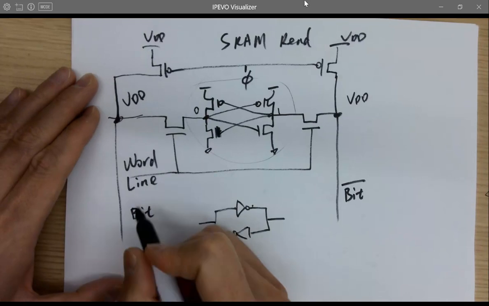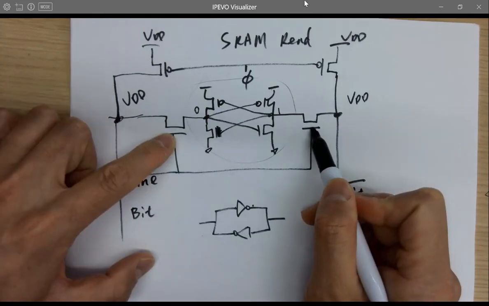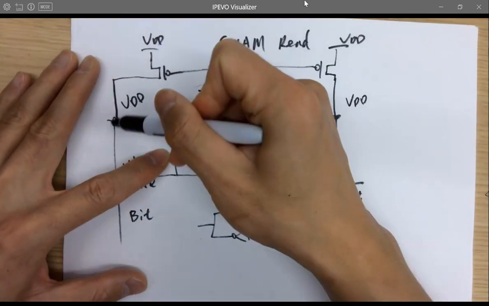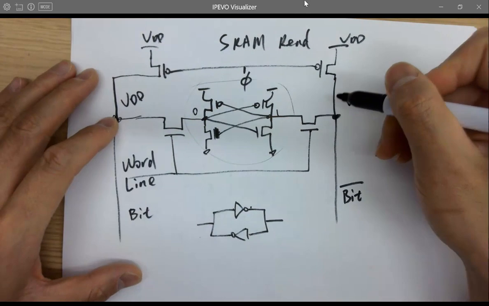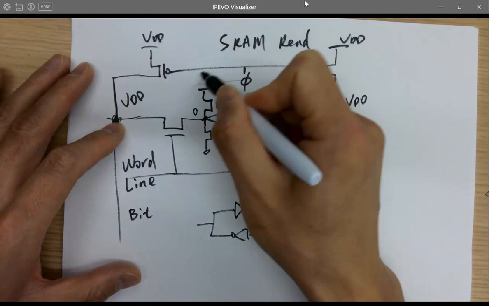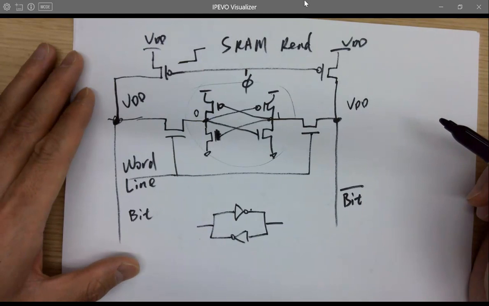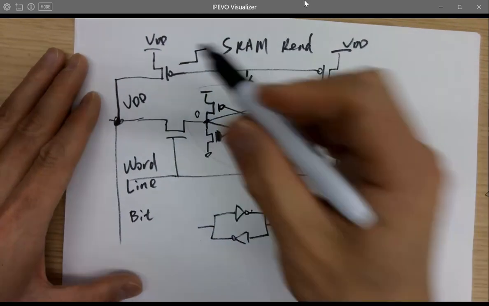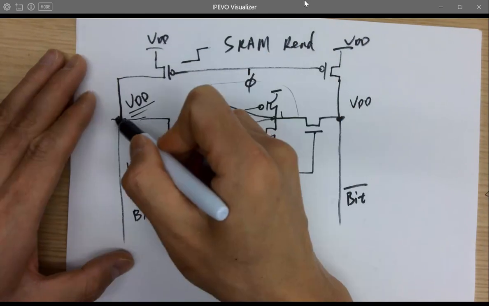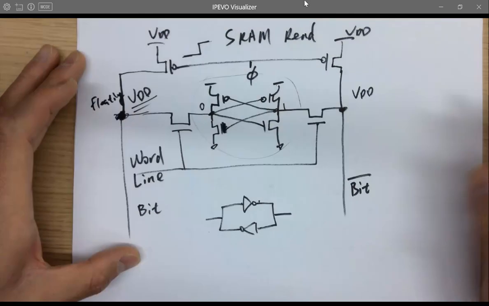So during the read process, these NMOSes will be turned on. But before that, we need to charge this point to VDD, and we shut it down after that. We need a 0 to turn on the PMOS, so it was on and then we turn it off. What this one does is charge this up to VDD, and then when you turn off the PMOS, this point becomes a floating VDD, right? Becomes a floating VDD.